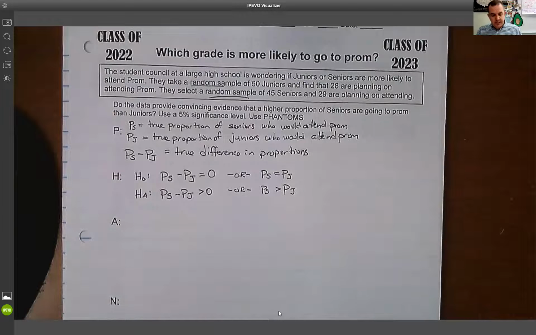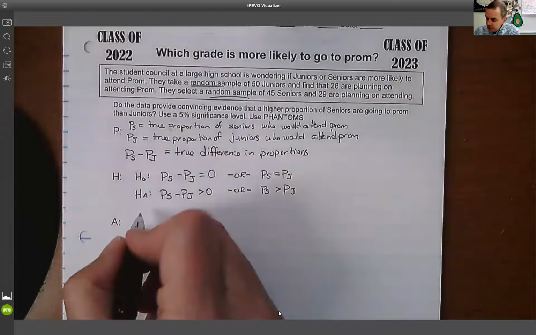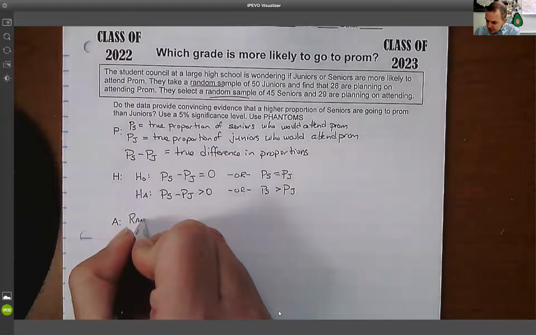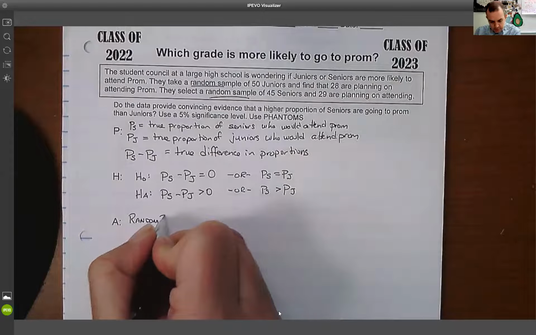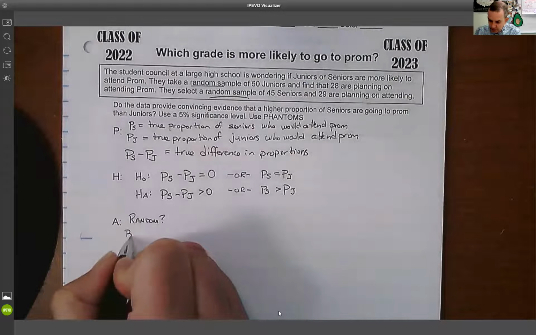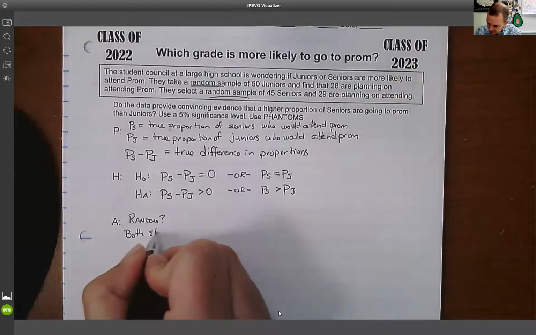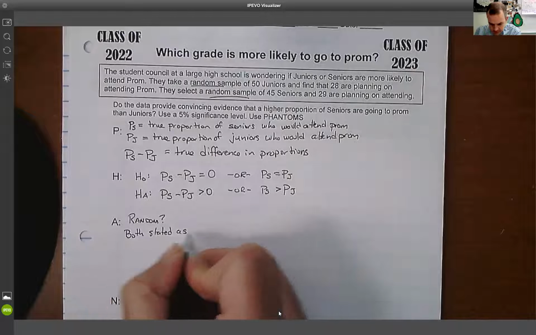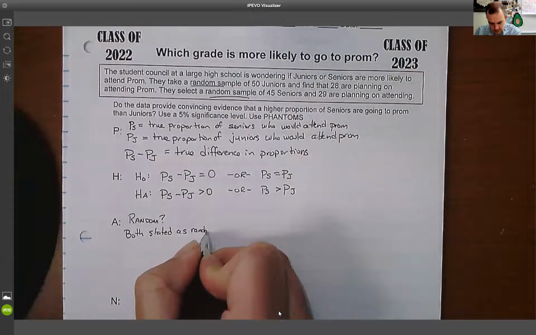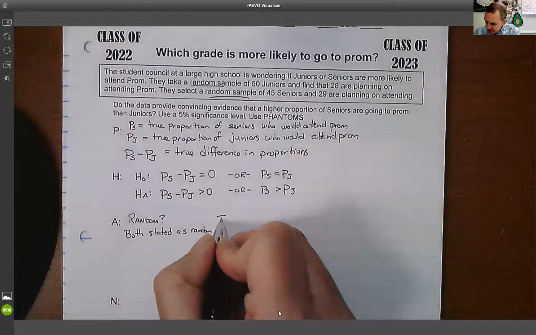Now what I need to do is validate my assumptions. Everything here is pretty much what we've always done. The first one is random. So we're going to say both stated as random. Okay. Next thing we're going to check is independent.